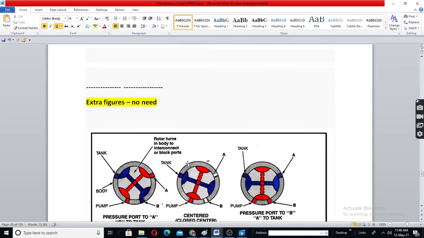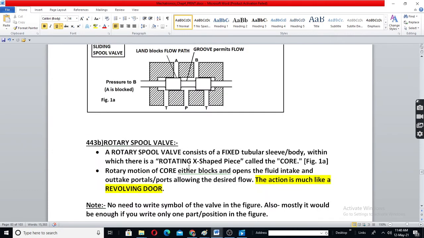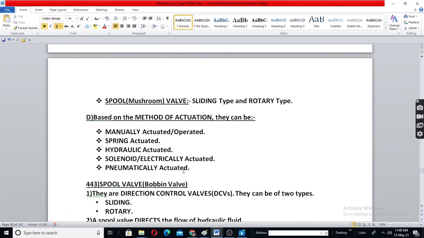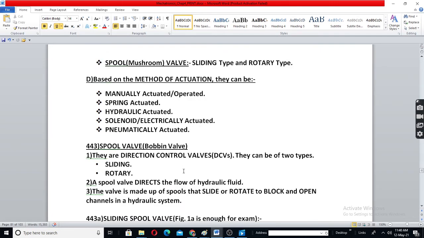Next we have what is called as spool valve. Okay. Spool valve is also called as bobbin valve or mushroom valve. You can see here, before that there are classifications, easy to understand.